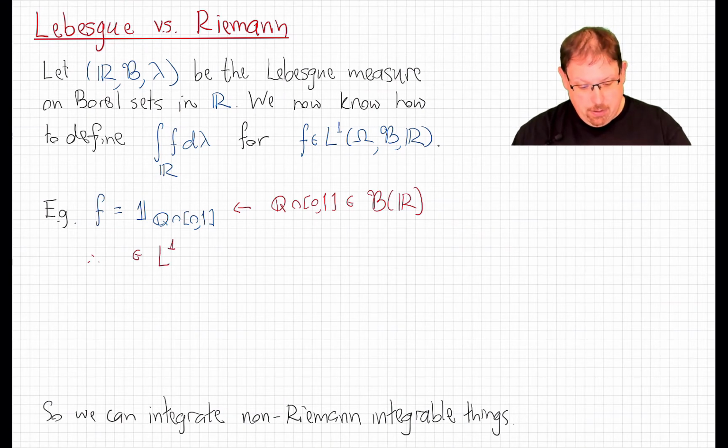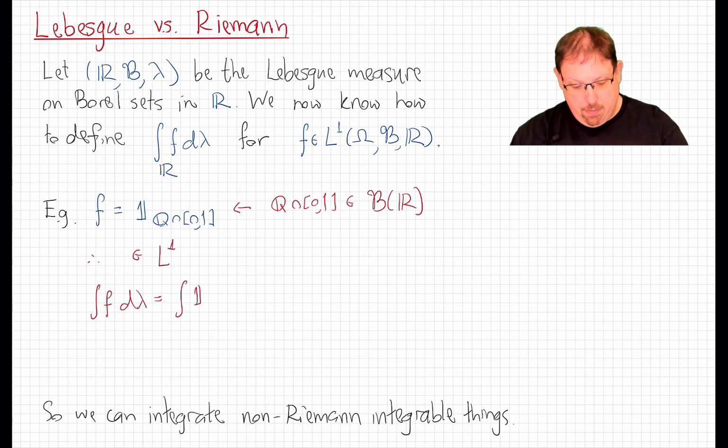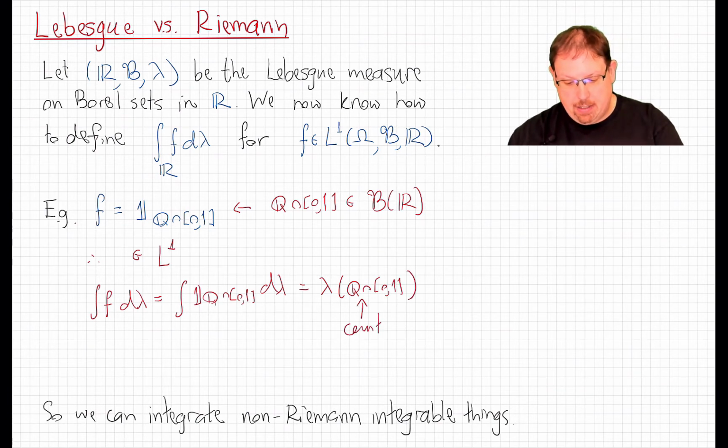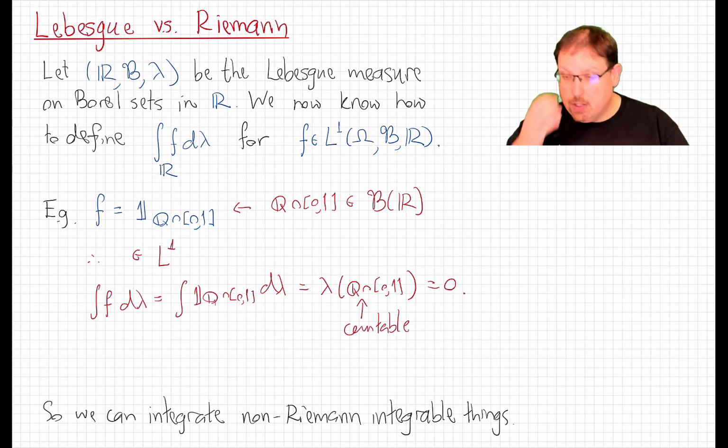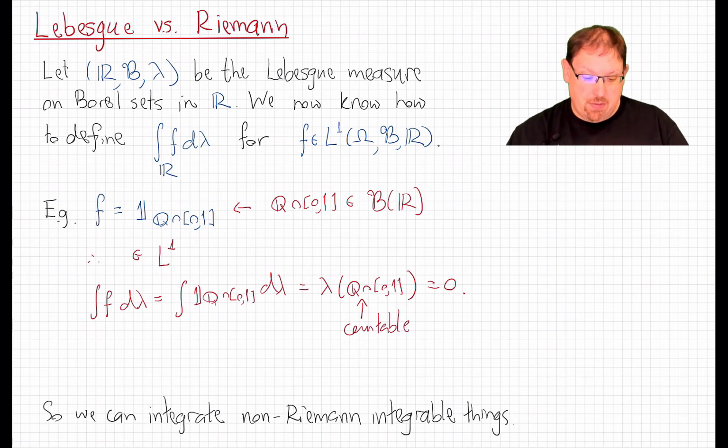And what is its integral? The integral of f d lambda. That's the integral of an indicator function against a measure. We know that that just means we're calculating the measure of that set. That is a countable set, and we know that the Lebesgue measure charges any countable set with measure 0. So this function, which was the essential example of a non-Riemann integrable function, is the simplest function out there to Lebesgue integrate. Great. So we can integrate non-Riemann integrable things now.